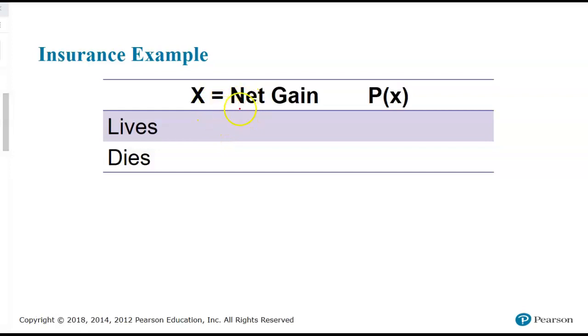So the net gain, if they live, they're going to be out the premium, which is negative 245. If she dies and the family collects on the insurance, they're going to collect 179,755 net, because they're still going to have to have paid the premium there.